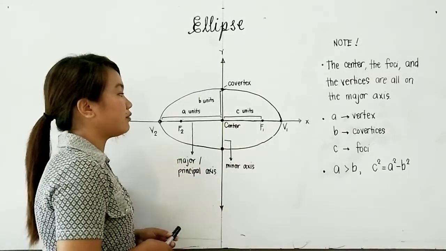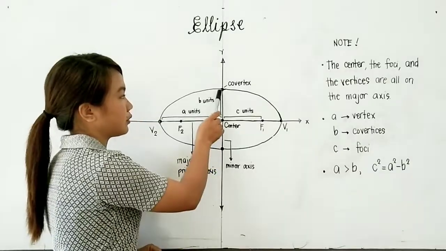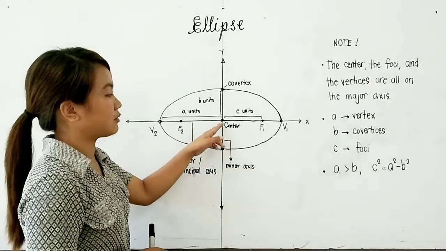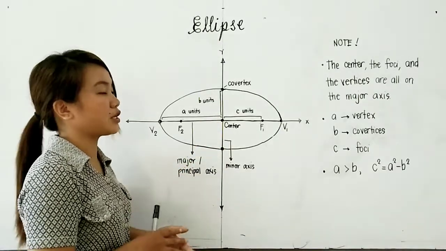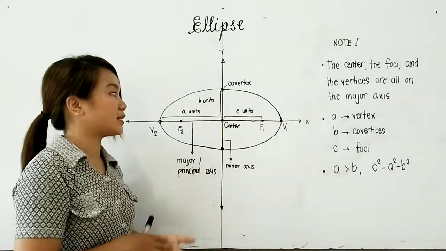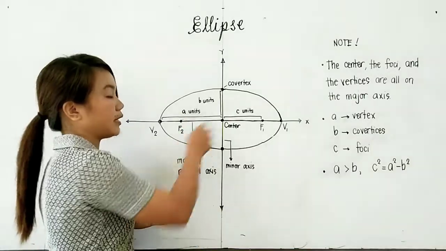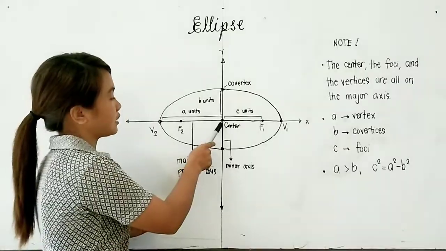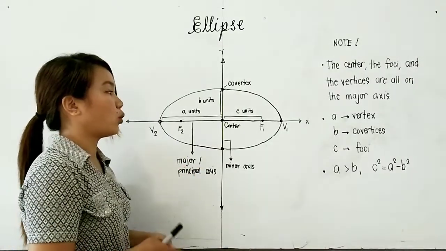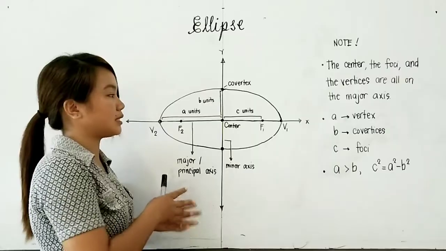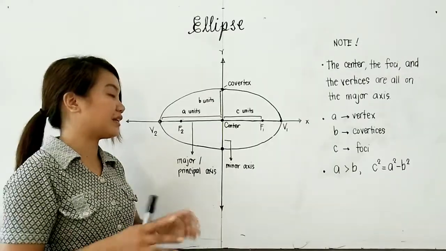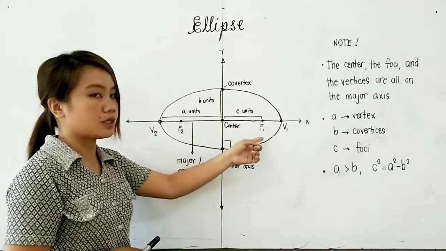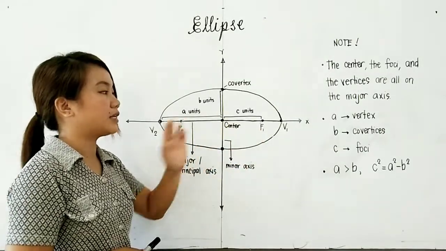Now, from the center to our co-vertices, we have b units. Therefore, the distance from the center to our co-vertices measures b units. You will understand later what this a, b, and c is when we study the standard equation of an ellipse. Now, from the center to our vertices, we have a units. So the distance is a units or the value of a. Next, from the center to our focus or our foci, we have c units.